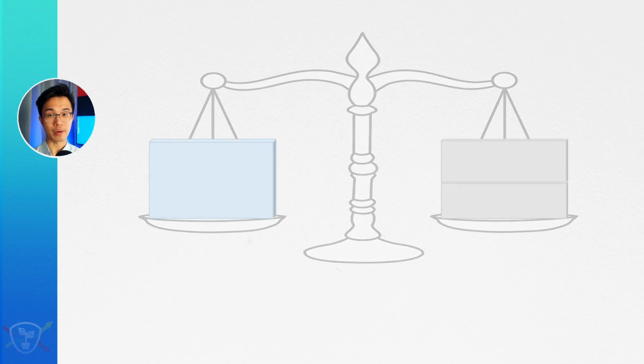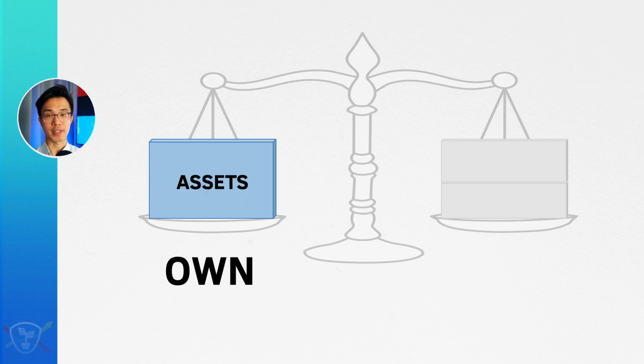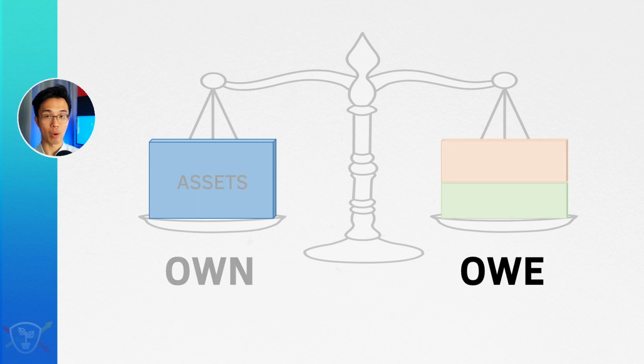This side of the scale can be summarized as what the company owns. And here we find the company's assets. Now, what are assets? Basically, assets are things or properties that the company owns that have value. And what do we mean by value? Basically, it means that these things, these properties, can be used to make money for the company, or they can be sold for money.